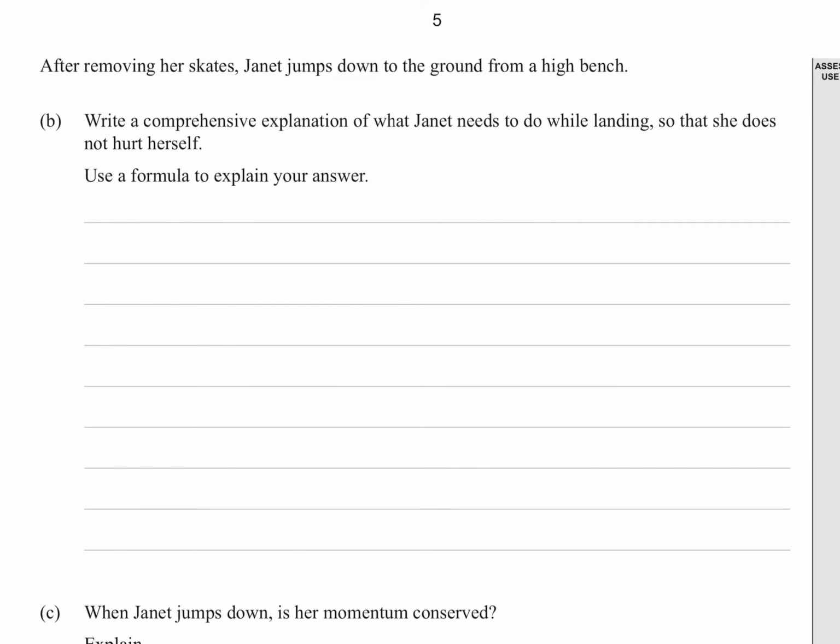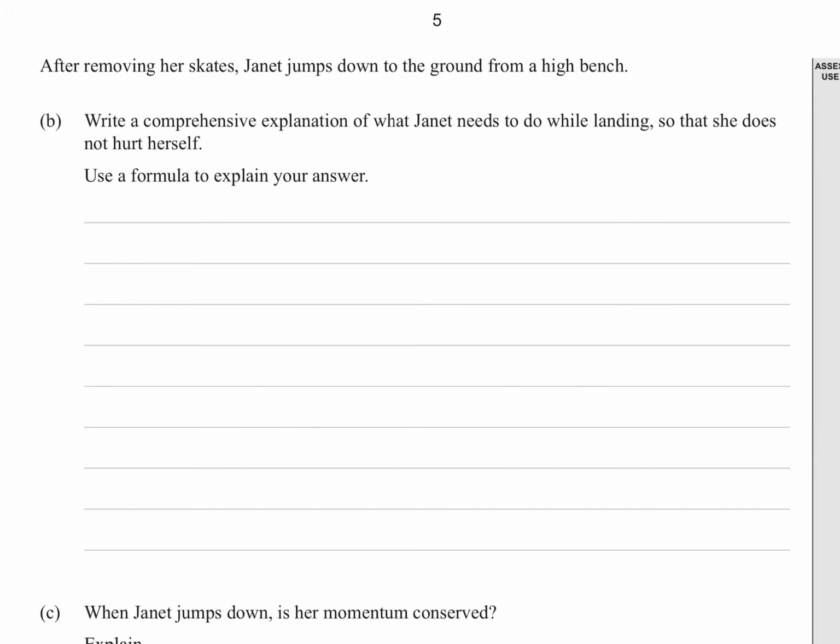Moving along. After removing her skates, Janet jumps down to the ground from a high bench. Write a comprehensive explanation of what Janet needs to do while landing so that she does not hurt herself. Use a formula to explain your answers, okay? So for a good answer you have to think about what you would do. Let's say you're jumping from a really high ledge, about 3 meters high, maybe even 5 meters high. You want to jump down without hurting your knees, right? You don't want to hurt your legs, okay? So how are you going to jump down? What are you going to do in order to not hurt your legs in this situation?